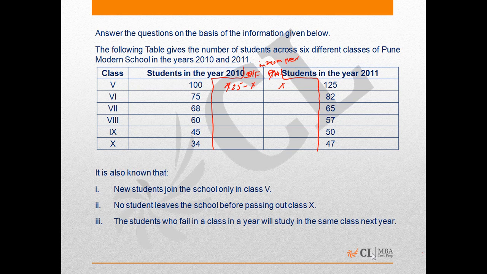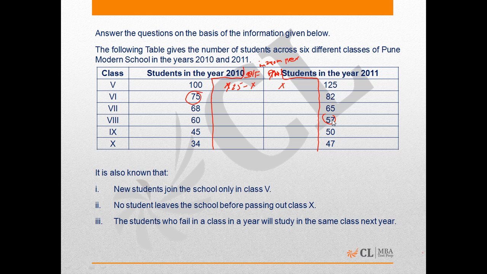In this set, it is given that the following table shows the number of students across 6 different classes of Pune Modern School in the year 2010 and 2011. The number of students in 2010 in class 6 was 75, and in class 8 in 2011 it was 57. Further, it is given that new students join the school only in class 5th.